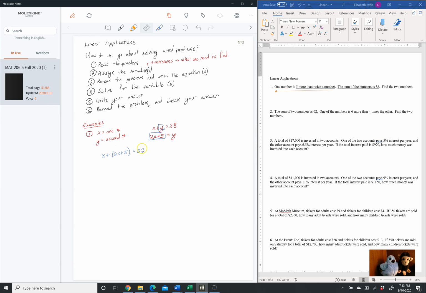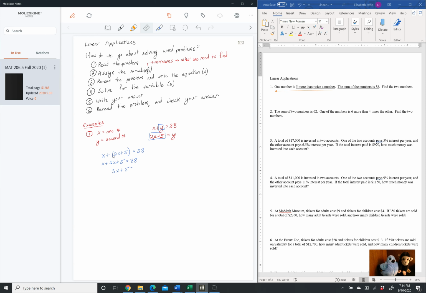Now these parentheses are there to show you that we replaced the y with the 2x plus 5, but they actually come second and it's all addition. So these parentheses still aren't really needed. So we have x plus 2x plus 5 is equal to 38. And now it's a matter of solving. So we combine like terms.